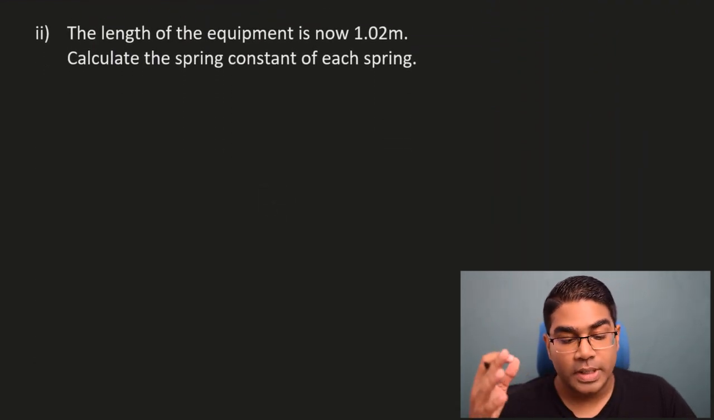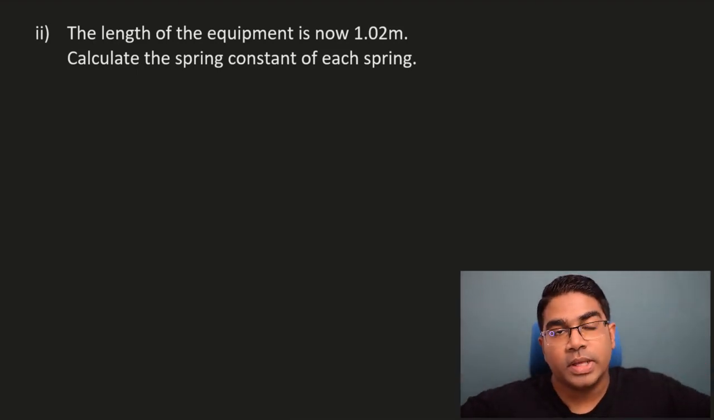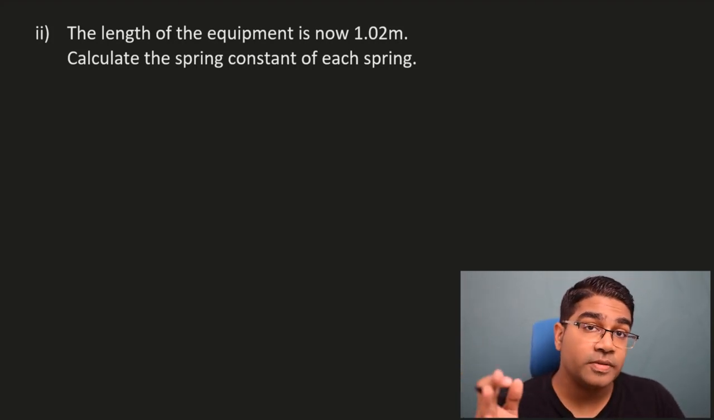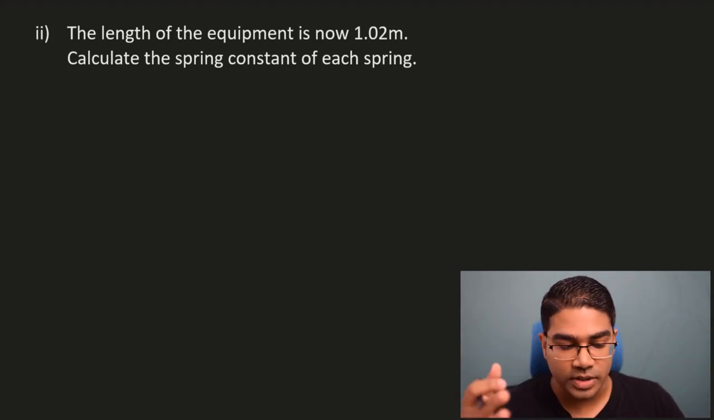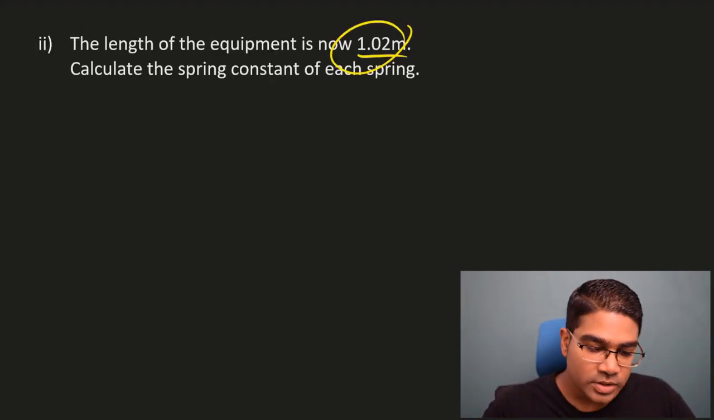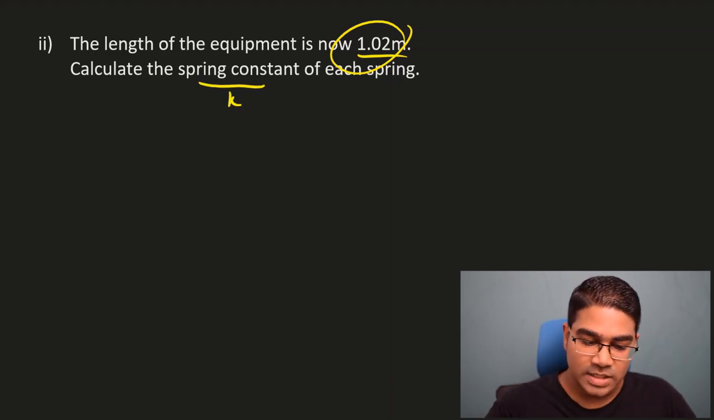The length of the equipment is now 1.02 meters. So after the two athletes are pulling it, the length is now 1.02 meters. With the force, remember the force in each spring we just calculated is 300 newtons. So this is the new length. The question is to find the spring constant, which is k, of each spring.